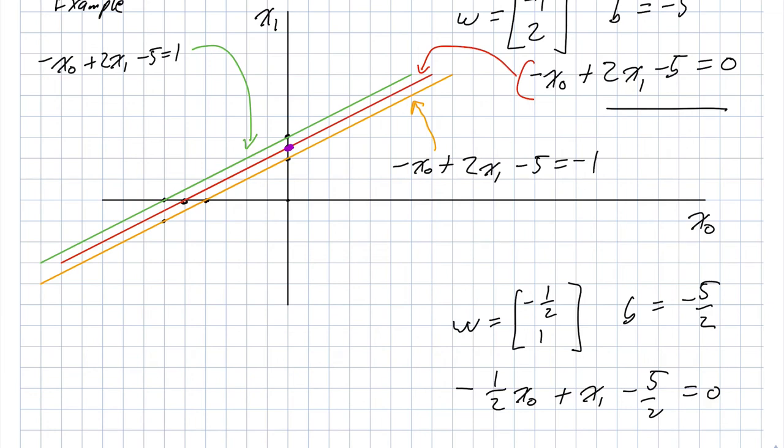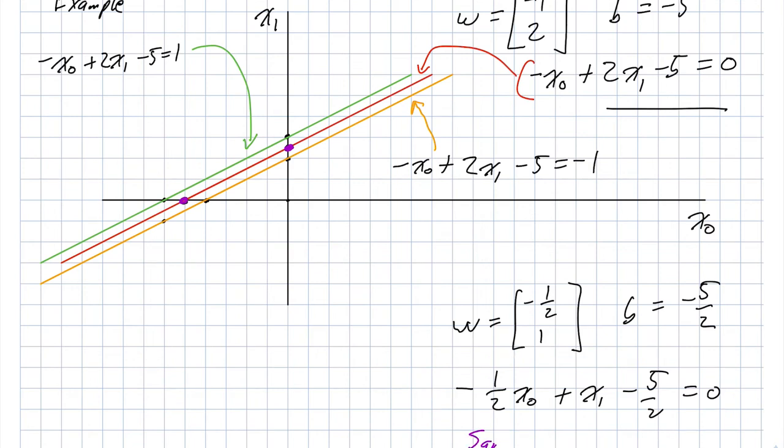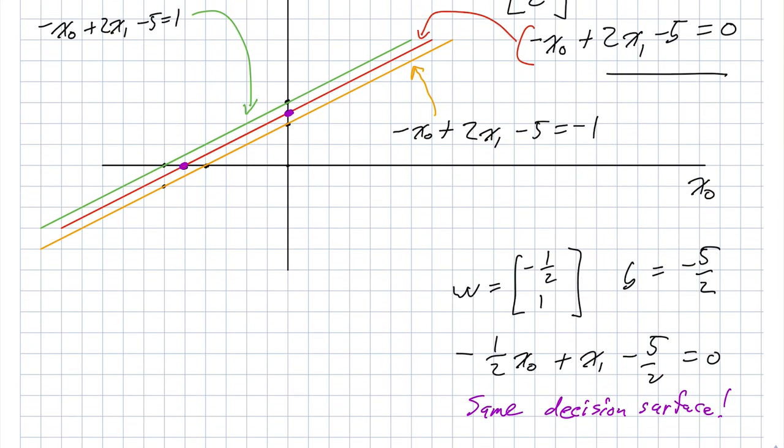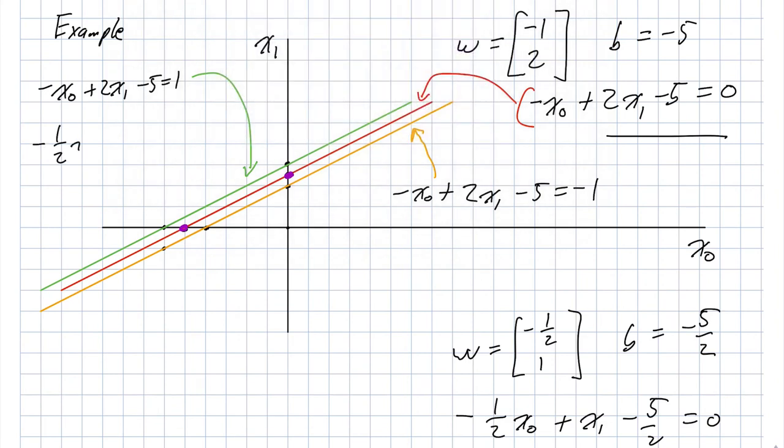And if I imagine x1 to be equal to 0, then what we end up with is x0 at -5, which is exactly this point right here. So this equation here gives us exactly the same decision surface as we had here. So, same decision surface. But now let's ask the question about what happens to our green and our orange lines. So what we now have is -1/2 x0 plus x1 -5/2 is equal to 1.